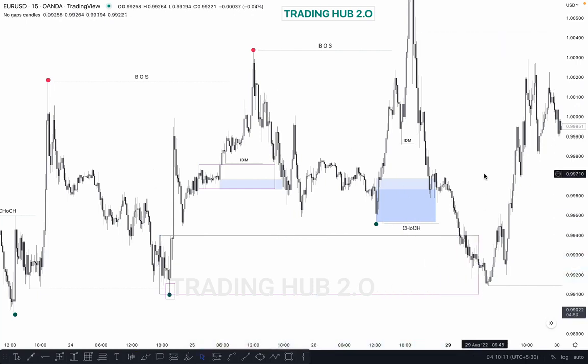But this one is our unmitigated zone, and it doesn't mean that market taps here and goes higher. It means when market taps on an unmitigated order flow, it will give you a short-term pullback to the upside or downside as per the structure. Okay, so what happened here?